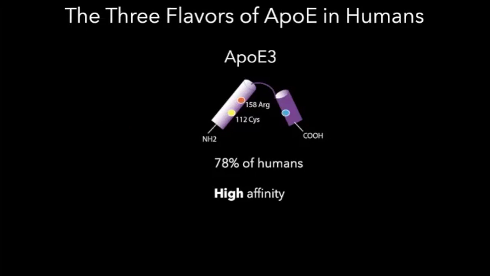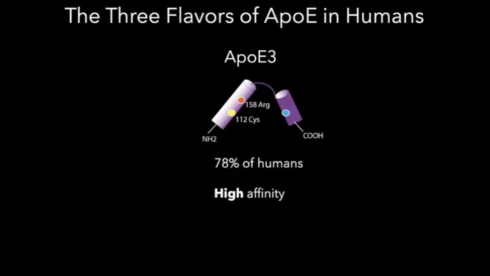I chose to study this cholesterol transporter, apolipoprotein E, or ApoE, because it's a very interesting protein. All the species studied so far, except for humans, express only one type of this protein. The protein that most species express is similar to ApoE3, and about 78% of us express ApoE3.